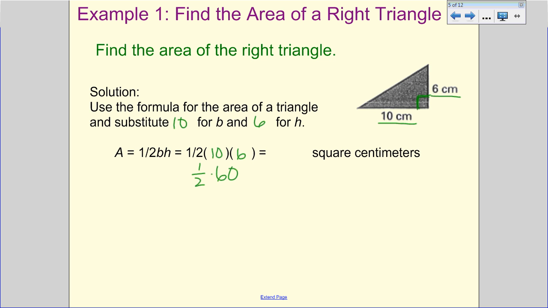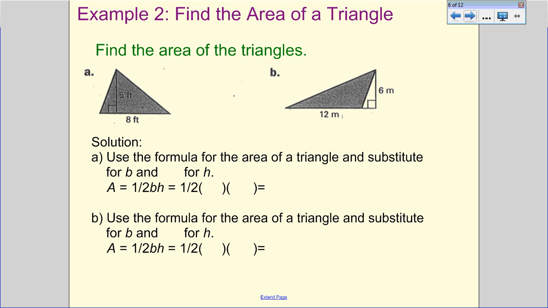Sometimes we're going to get fractions or decimals when we multiply by 1/2. And I like to multiply by fractions just one time. So if I multiply these two whole numbers together, I'm going to get another whole number, and then half of that. So we get 30 square centimeters. In this lesson, for some reason, they're using the written word. Remember, we can write that as 30 centimeters squared.